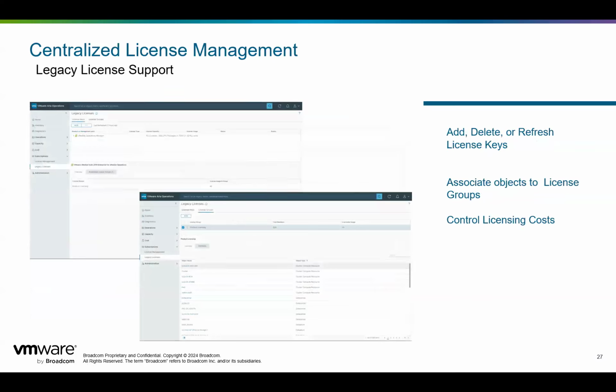And like I said, in terms of legacy support, licenses can be added, where you can select the solution or a product, enter the license key, and then validate it. Obviously, you can also delete or remove license keys, and refresh existing license keys as well. In addition, license groups can be created for legacy systems, where you can create a group of objects and associate them with a particular level of license keys in order to better control licensing costs. And with that, let's segue into a demo here.